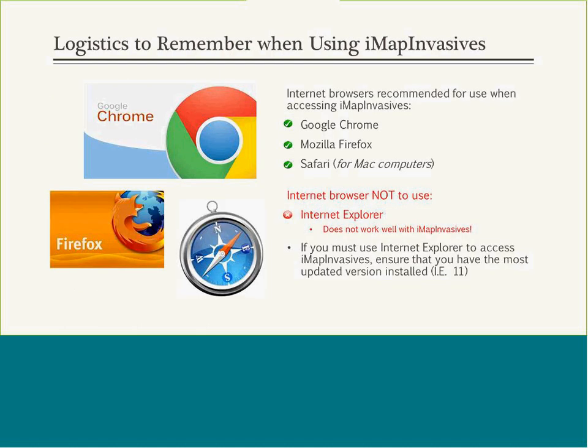Just some logistics to remember when you are using iMap. Since it is online-based, you want to make sure that, if possible, you use one of the 3 browsers listed here: either Google Chrome, Mozilla Firefox, or Safari if you're using a Mac computer. The reason is that if you're using Internet Explorer, IMAP doesn't play well with that particular browser. We've seen over time that there are some quirks and things that just don't work the way they're supposed to, so we encourage folks to use these other browsers instead.